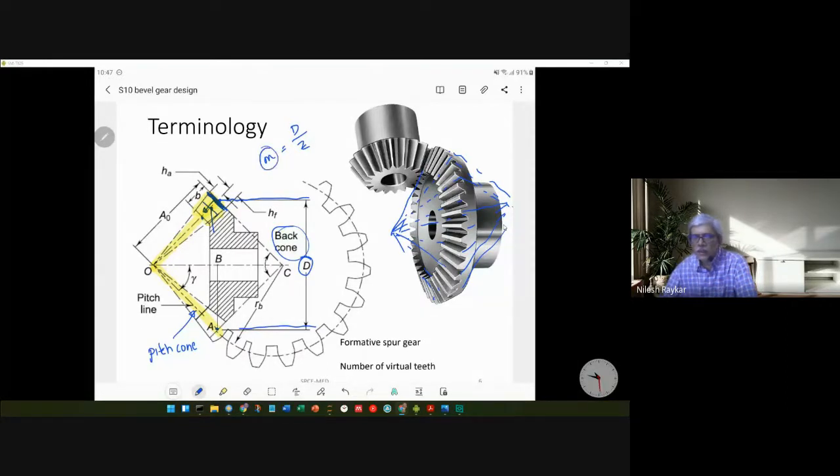So note that unlike the other types of gear where the module is constant throughout, here, depending on the location, the module value will keep on changing. So the point to be noted is that all dimensions of a bevel gear are given at the large end.